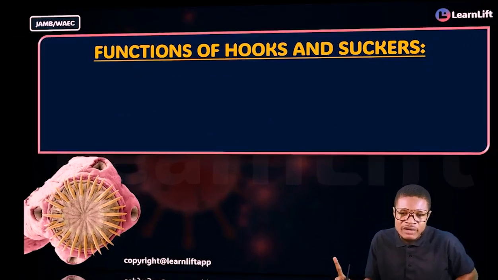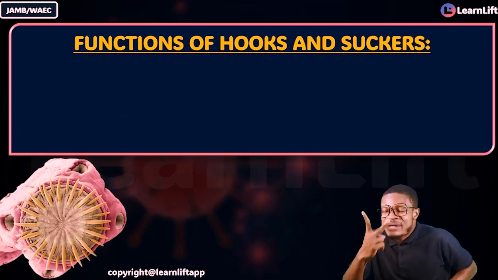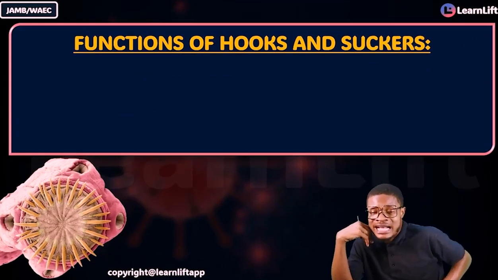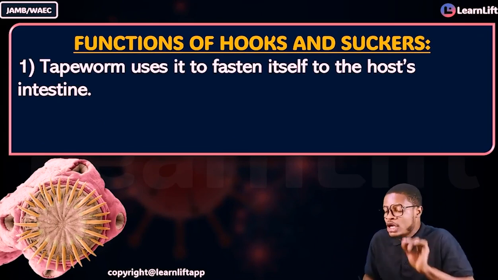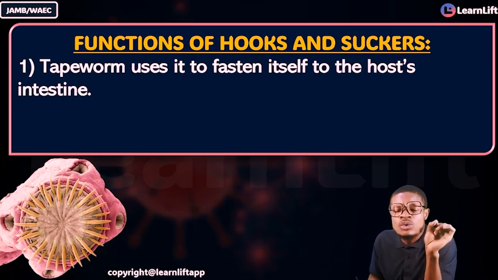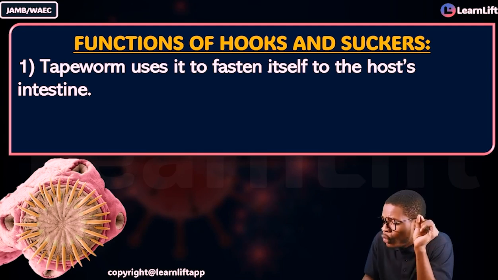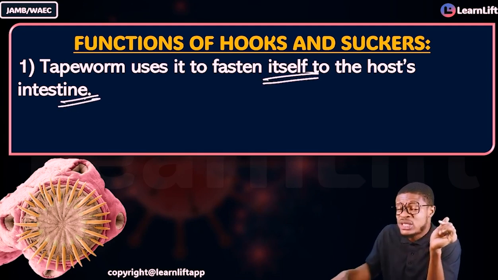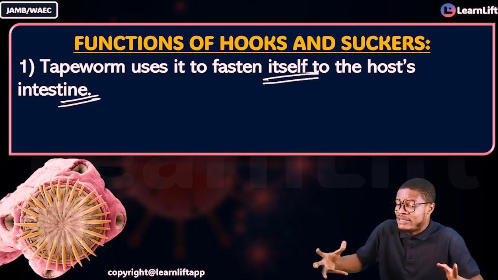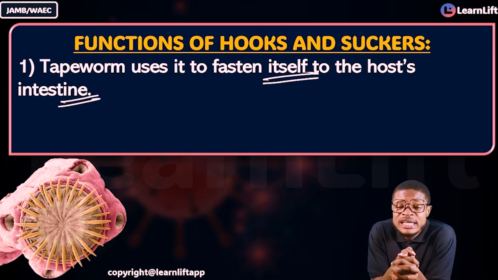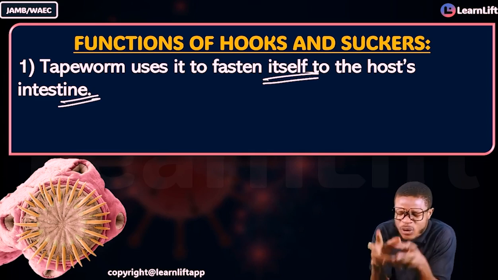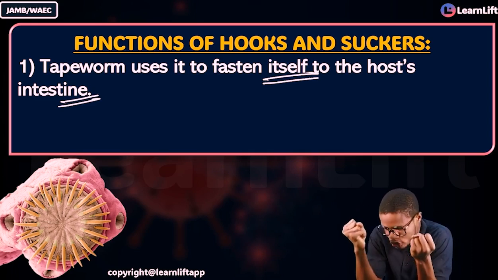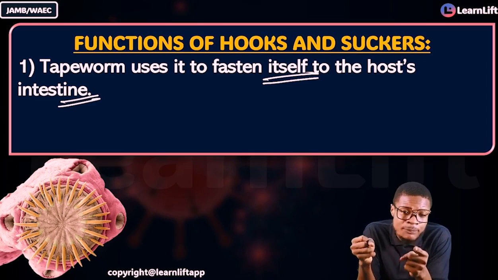Now, understand this carefully, that there are 2 primary functions of the hooks and the suckers. Number 1 function is that the tapeworm uses the hooks and the suckers to fasten itself to the host intestine. They use it to do what? Fasten themselves. In other words, the hooks and the suckers are for adhesion.